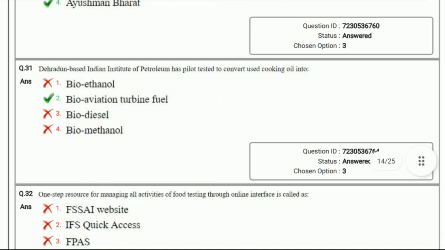Next question, Dehradun based Indian Institute of Petroleum has pilot tested to convert used cooking oil into. So the answer is bioaviation turbine fuel. So this was also very common in news at that time.